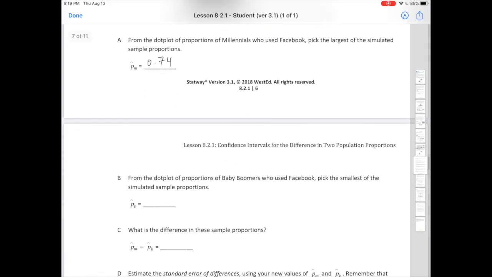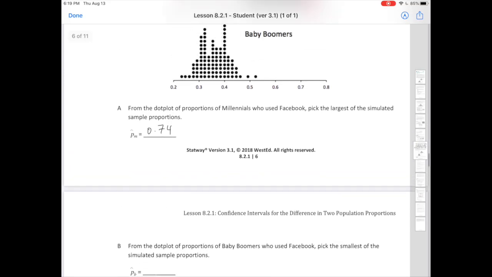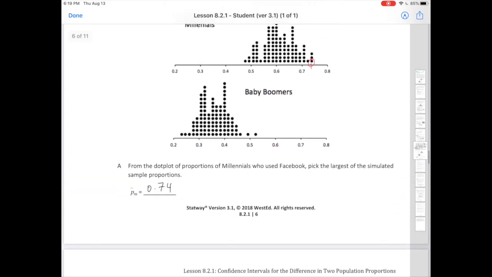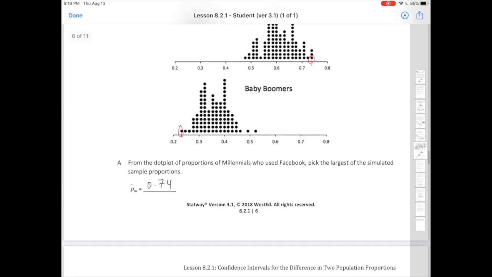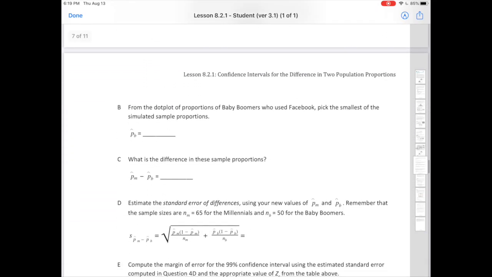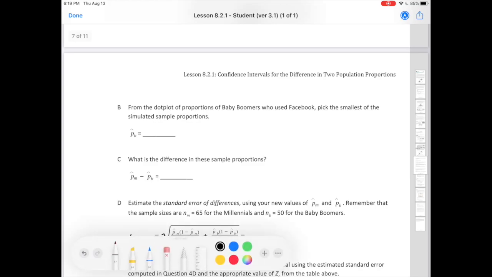And then the next one says, from the dot plot of proportions of baby boomers who used Facebook, pick the smallest of the simulated sample proportions. The smallest. Okay, so they're asking us to do this, so we're going to do it. Where would that be in the picture? I'm going to go with 0.23 for that one. So let me write that down.